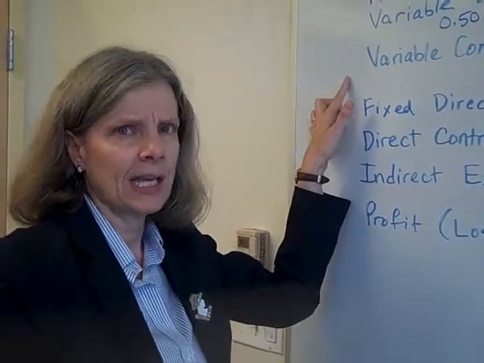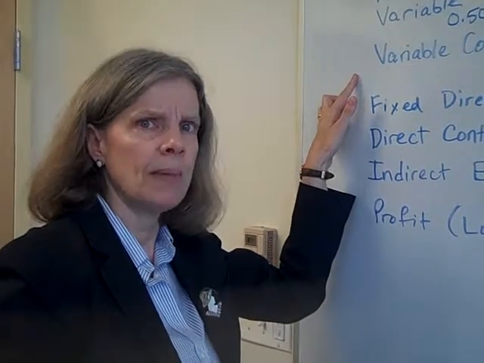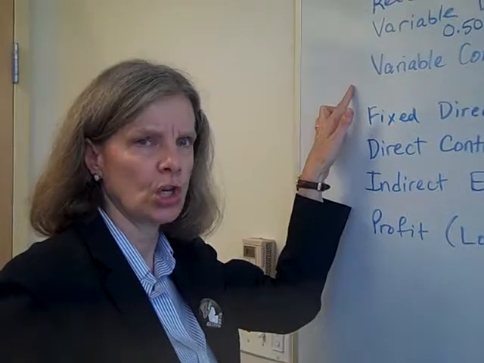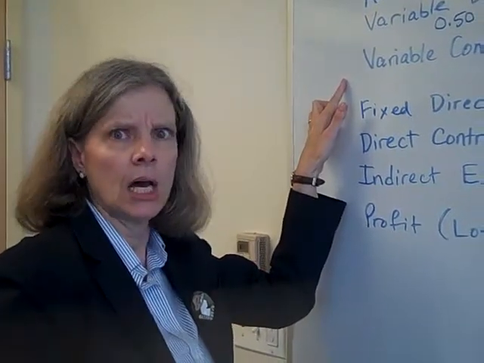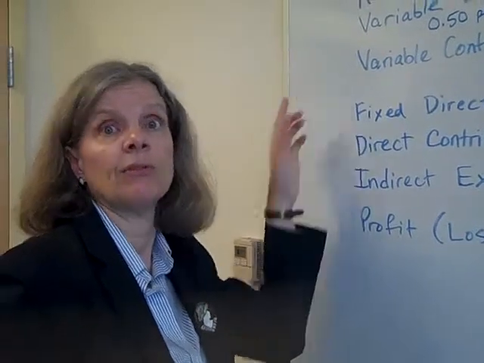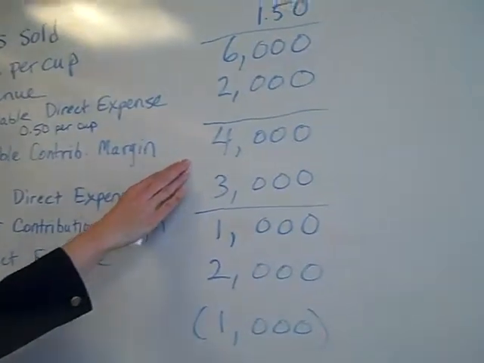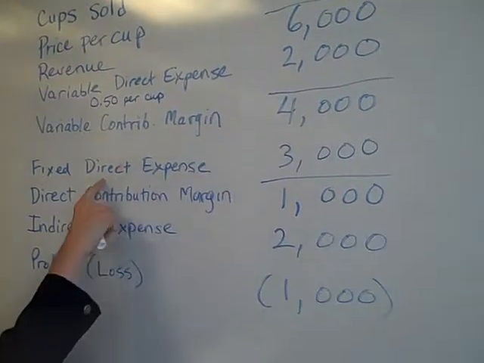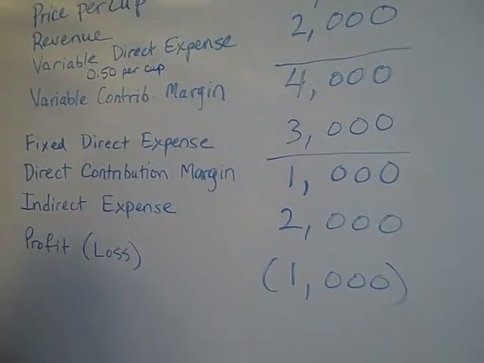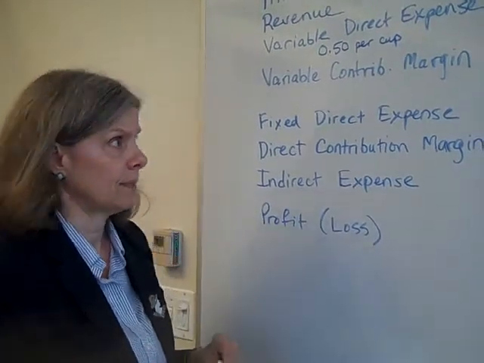Because if that is negative, then with every cup of lemonade you produce, you're not even making back the variable expenses from the price that you're charging, and you probably shouldn't be in that line of business, or you should generate some other source of revenue to cross-subsidize yourself. So once we have this variable contribution margin, then we subtract our fixed direct expense. Remember, that's the rental of the stands and the attendants' salaries.